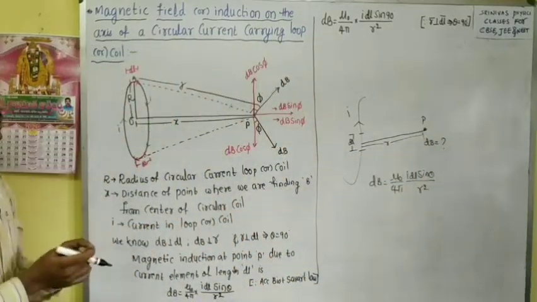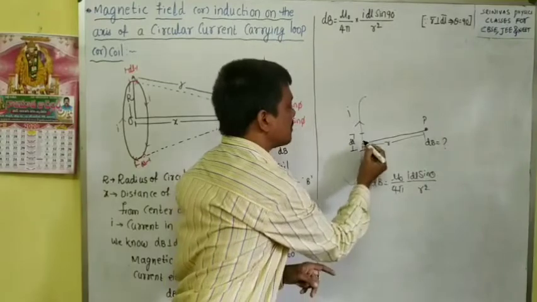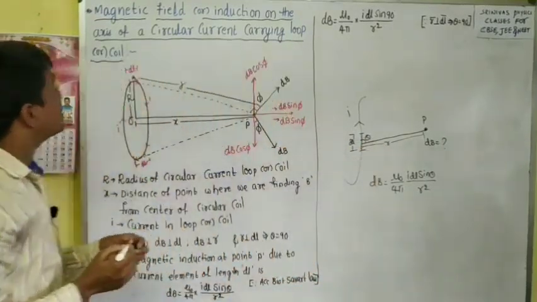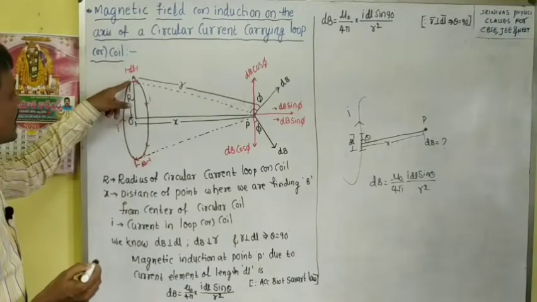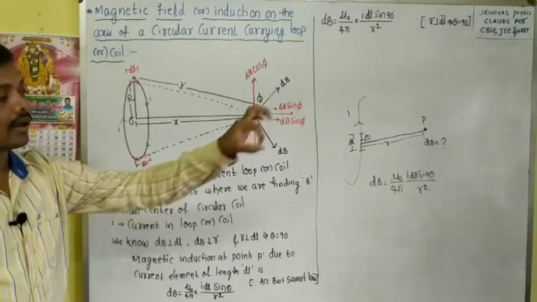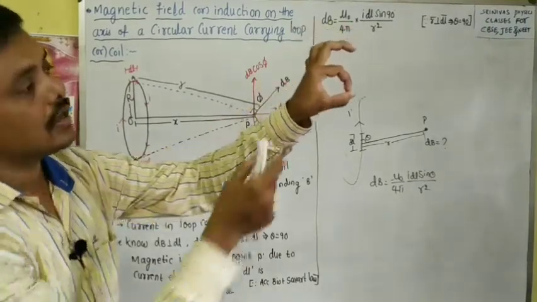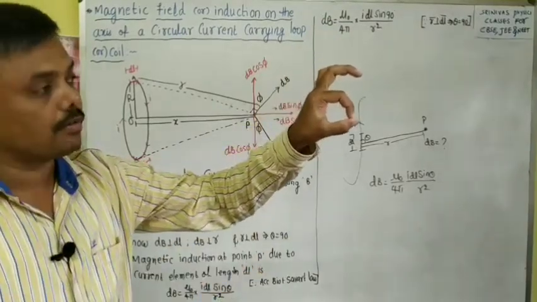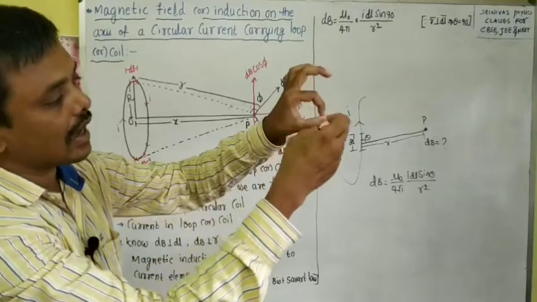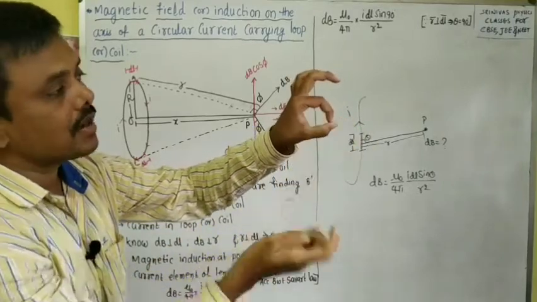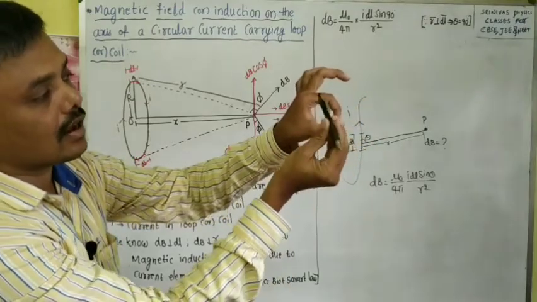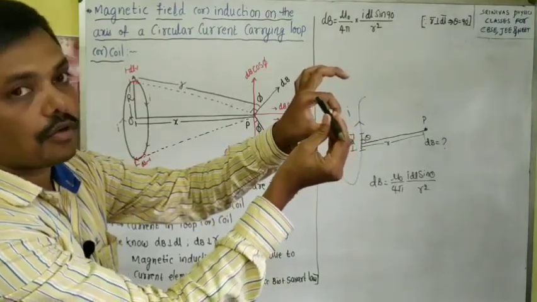And what is theta here? Theta is the angle between r and dl. What about theta in this case? Theta is the angle between dl and r. Look here. This is considered as the loop, and here this is the axis. dl, I am taking the small element. This one. You take this r. This is r.